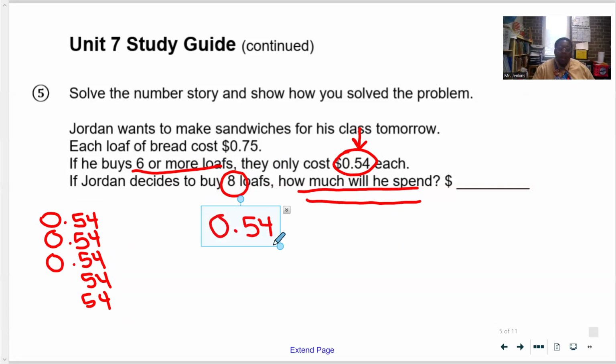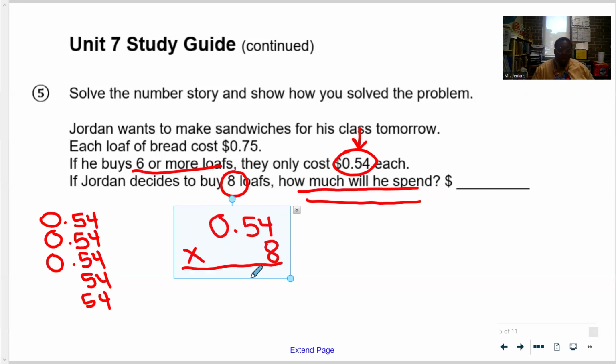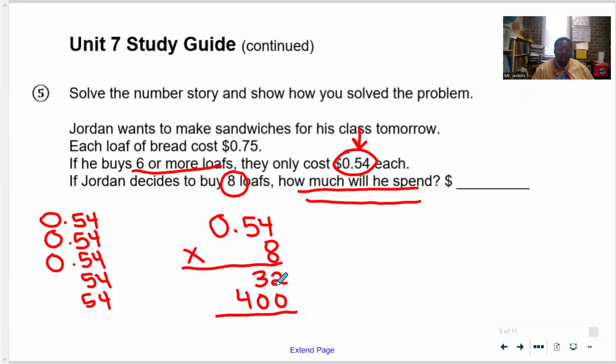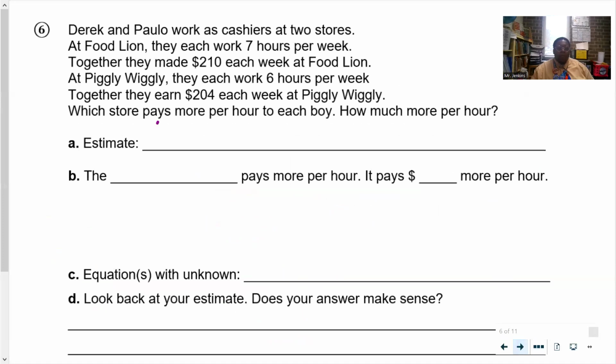I'm going to multiply 8 times 54. All right. So 8 times 4 equals 32. 8 times 50 equals 400 because 8 times 5 is 40. Add it together, that's 432. Don't forget to put your decimal because we're doing money. That would make $4.32. So Jordan is going to spend $4.32 on the bread. Okay. So that's $4.32, and they already have the dollar sign right here for us. Okay. All right, let's keep going.